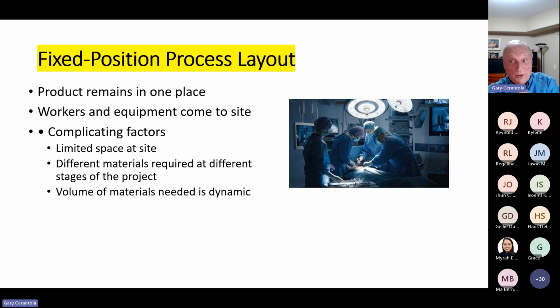So here's an example now of a fixed position process layout. Is that, you know, an operating room? Well, you can't be bringing that patient everywhere for a different procedure. It's all got to be done in one place. So there's some complicated factors in a fixed position process layout. You don't have to know these different pieces about it, but you need to know that, yeah, there is what's called a fixed position process layout.